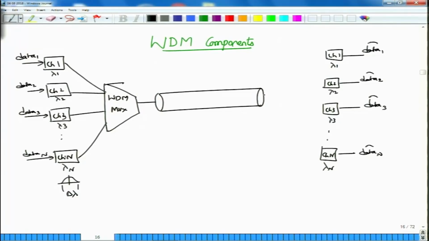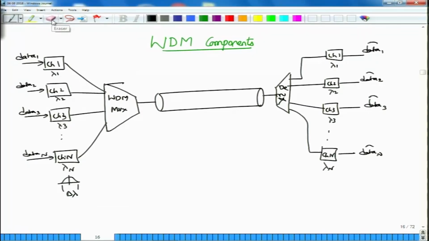And at the receiver there is something called a WDM demultiplexer. A WDM demultiplexer will demultiplex all the channels, thereby allowing you to obtain individual channels. So you have a WDM mux and then you have a WDM demux. This is not at all the end of what WDM is.